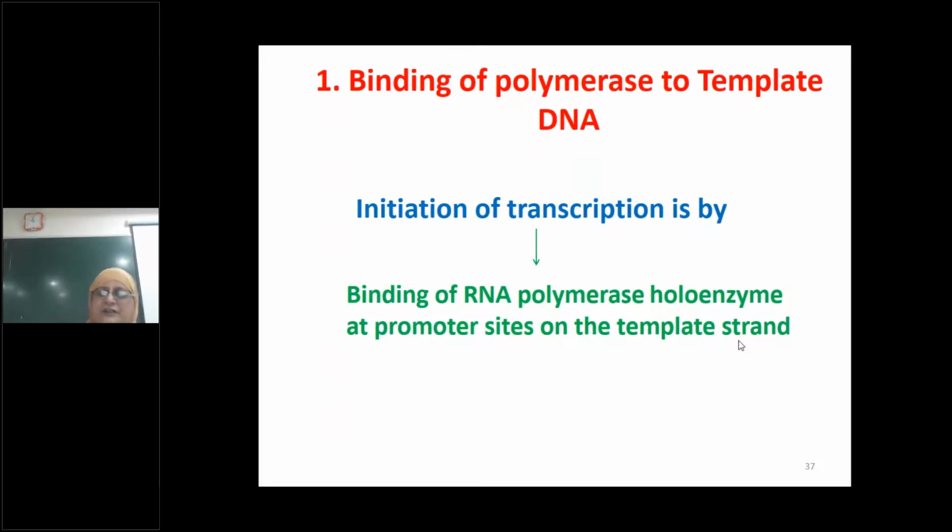So on the whole, for transcription, what do you require? You require the DNA double-stranded helix, which consists of a coding strand and a template strand. Then you require the RNA polymerase, and then you require the promoters. So the binding of the RNA polymerase holoenzyme at the promoter sites on the template strand will initiate the transcription.